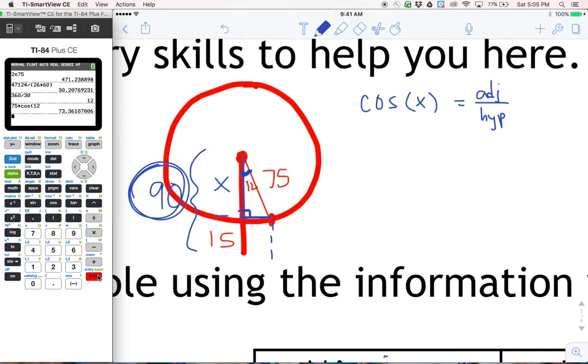Okay, opposite over hypotenuse. In this case, remember, this is our angle, and we're looking for the opposite side, not the adjacent side. This would be the adjacent side. Now we want the opposite side, which is why we are using sine. So we're going to say sine of 6 degrees is equal to the opposite, which I'm calling x, over the hypotenuse, which is 75.